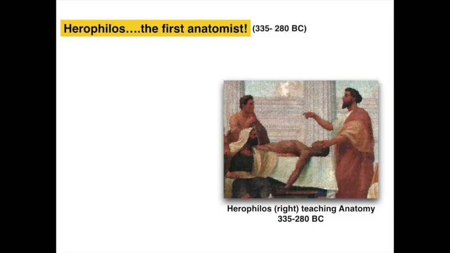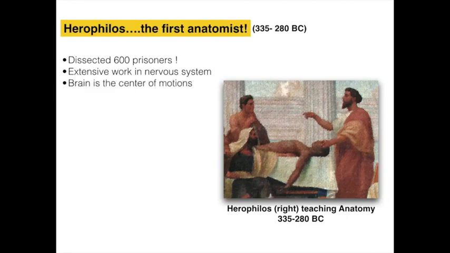Okay, this man is considered the father of neuroanatomy. He dissected 600 prisoners, okay? And he made extensive work on the nervous system. He could differentiate between sensory and motor nerves and discovered a lot of cranial nerves.